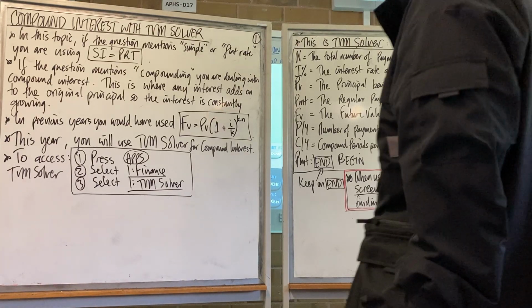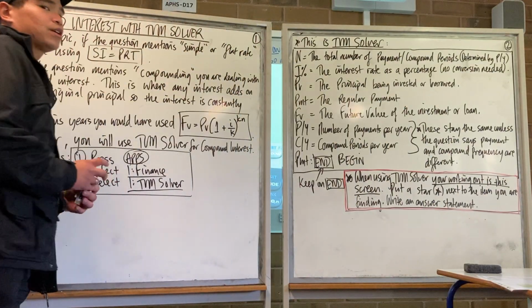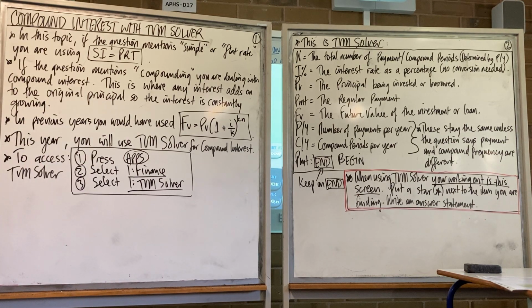Alright, today's lesson is on using TVM solver to calculate compound interest situations. In this topic, financial models, if the question mentions simple or flat rate, you are using that formula there, which we practiced last lesson, the lesson before your test. However, if the question mentions compounding, you are dealing with compound interest. This is where any interest adds on to the original principal, so the interest is constantly growing.